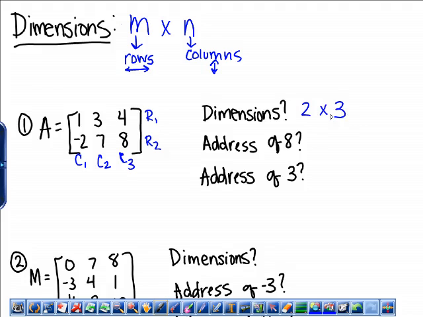Okay? The address tells you the specific location of an entry. And the address is given by using the rows and columns as well. So find 8. The address of 8 is given by using a lowercase a, and that's because this was a capital A. You use a lowercase version of the capital letter, and then use subscripts for the row and then the column. So the address of 8 is a sub 2, 3. Both the 2 and the 3 are subscripts.